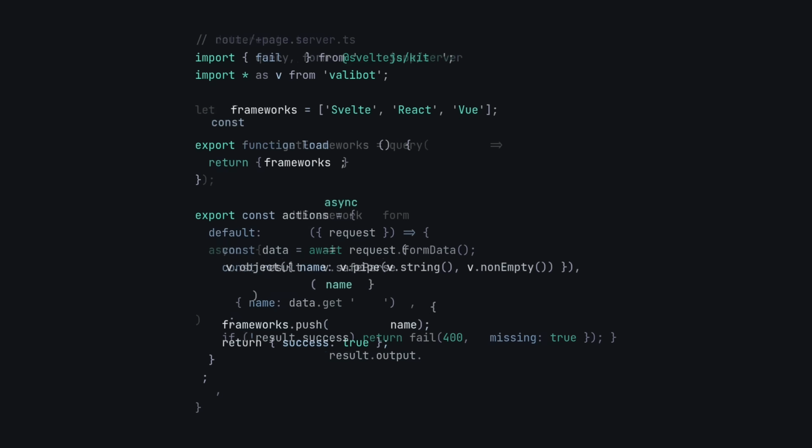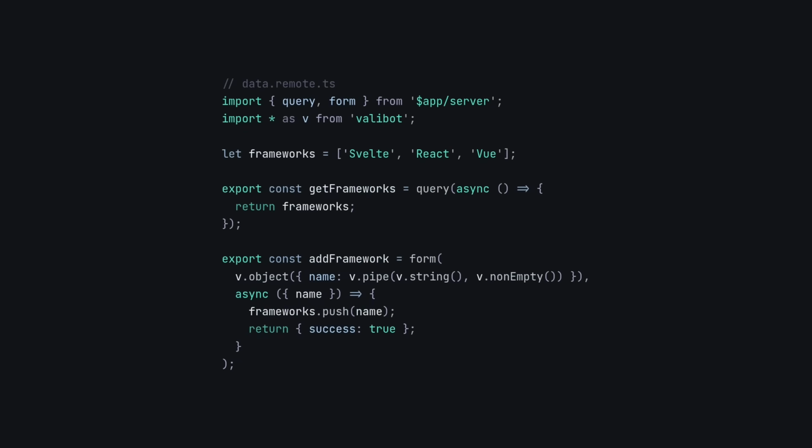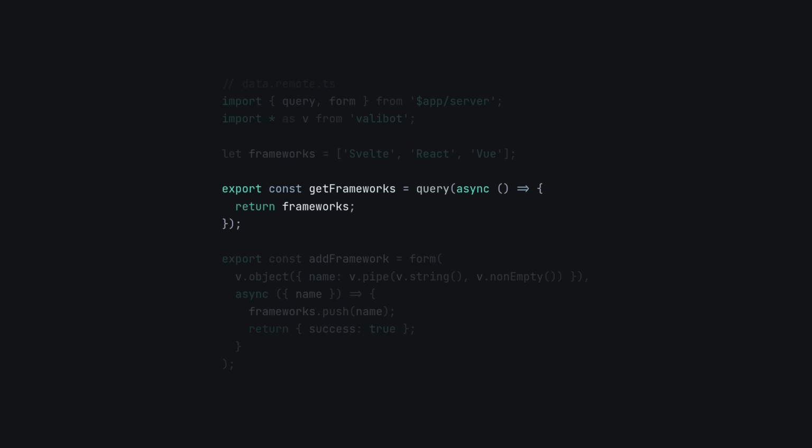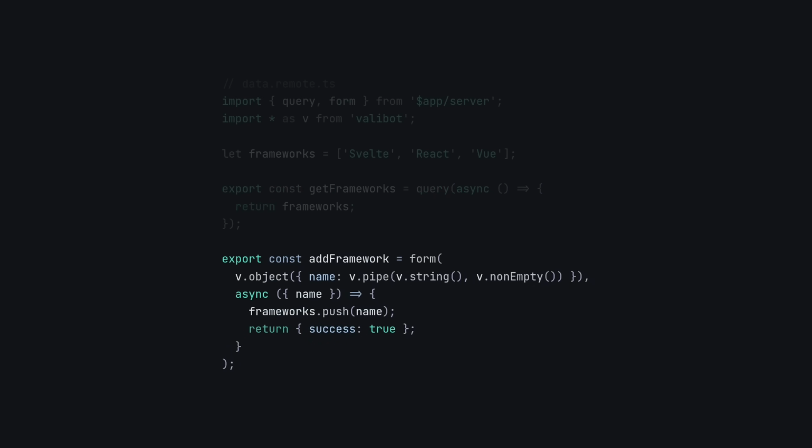In contrast, remote functions are much simpler. Here we can use a simple query remote function. So we can return the frameworks from the server. And then we can use another remote function called form, which has built-in validation. And you can use any popular validation library that you want. And now we also get easy access to the form data.